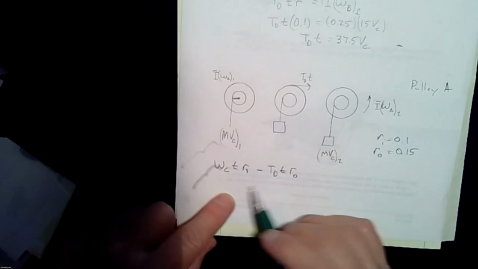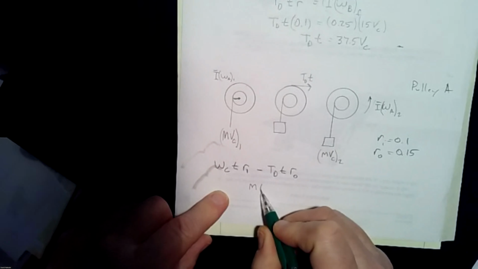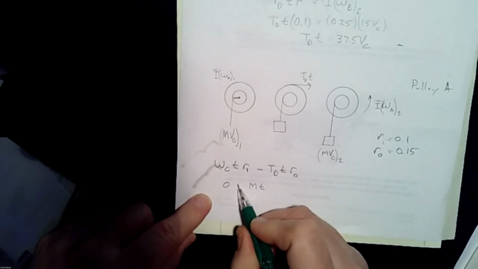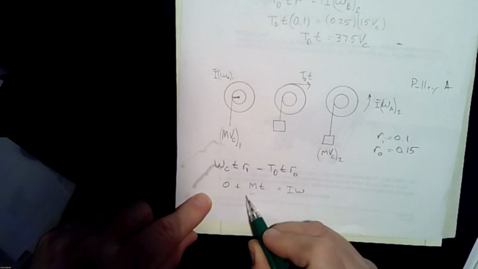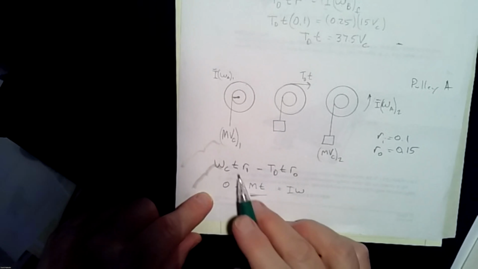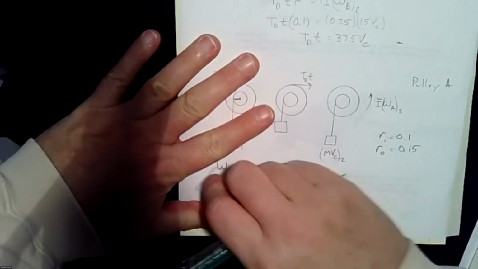So this is just the moments, right? This is the MT, right? Because we have 0 plus MT equals I omega. So that's what these two relationships are. All right, so, yeah, we got 20.